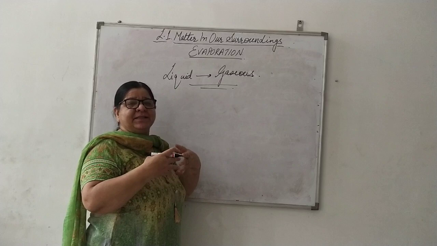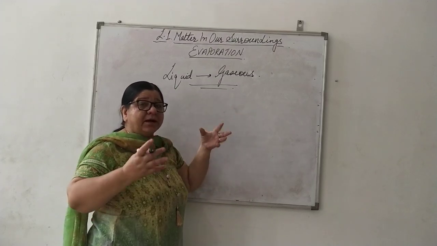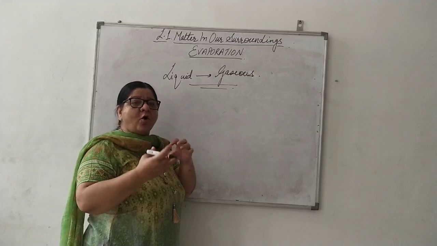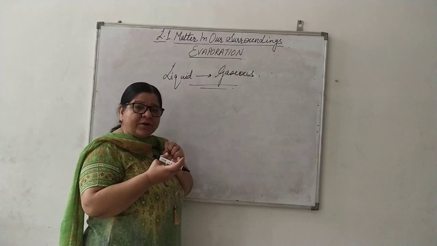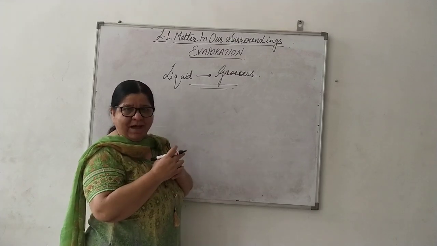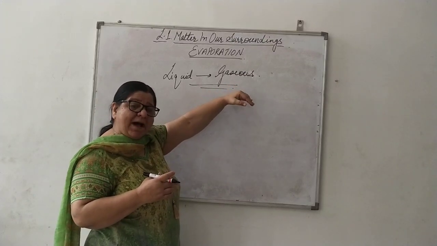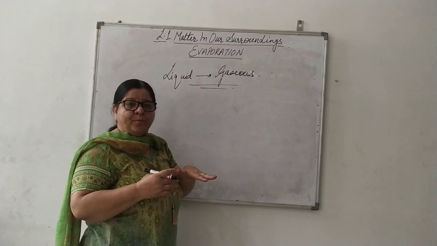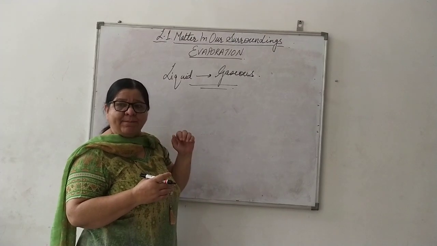In the previous video we learned that whenever we apply temperature or heat, we increase the temperature, we increase the heat, bring it to the boiling point of the liquid, and it starts evaporating. But when the liquid evaporates below its boiling point, that is called evaporation.